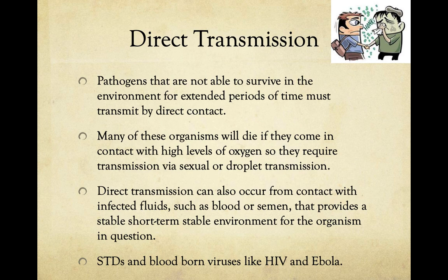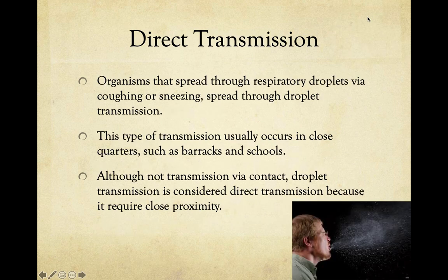So they need to be able to transmit from host to host very easily through the process of just shaking hands, breathing on someone, inhaling respiratory droplets, interacting with infected fluids like blood and semen and things like that. Very easy way for this organism to get from one host to the other. These guys, once again, can't survive very long in the environment. So they have to be able to get from one person to the other, one host to the other, very quickly. So that's why they exhibit this direct transmission concept.